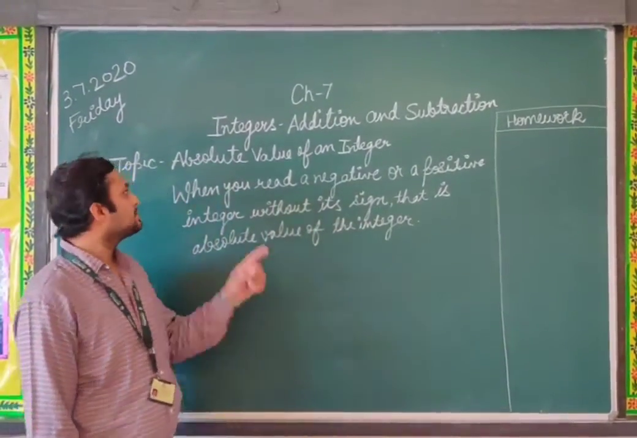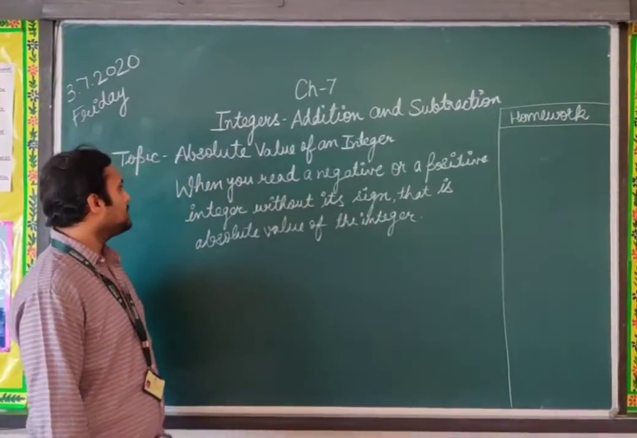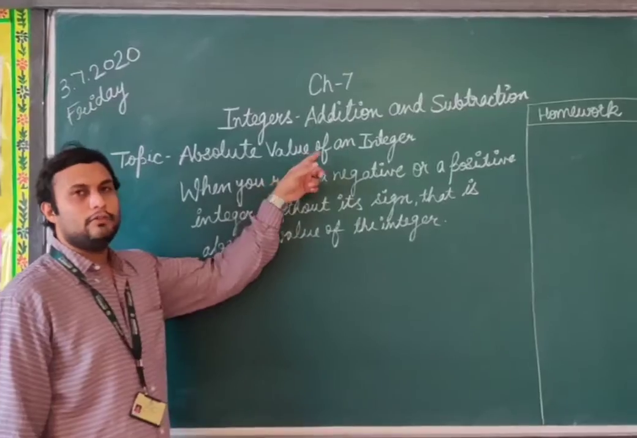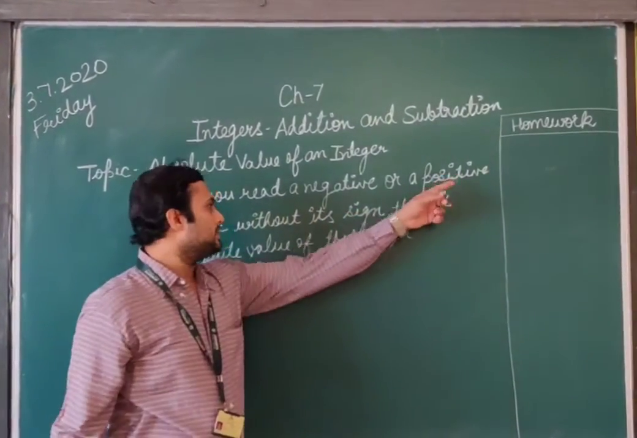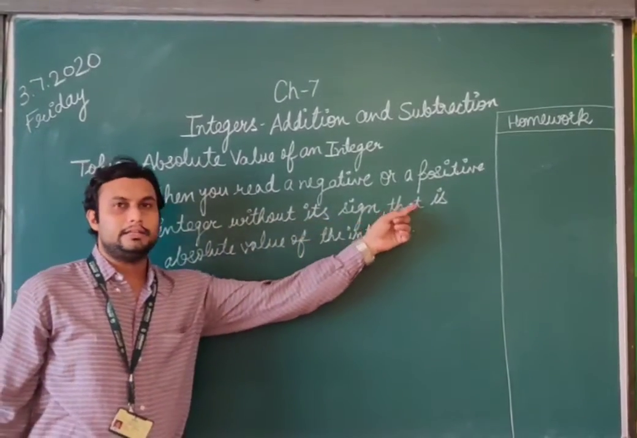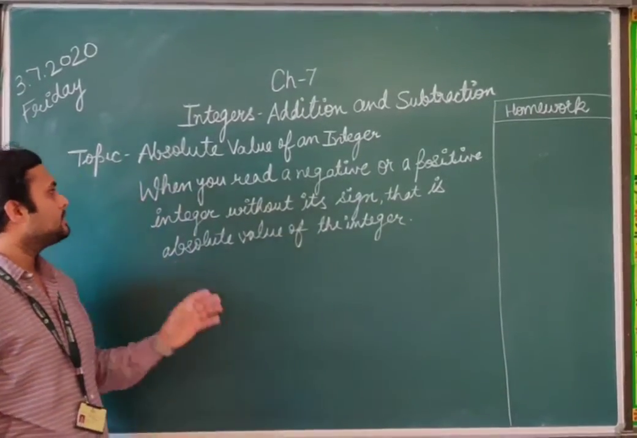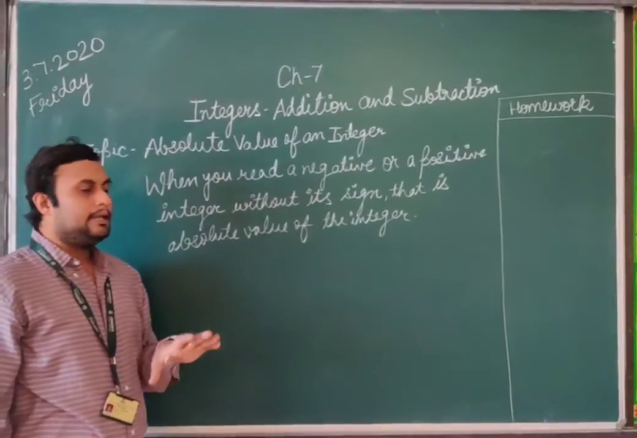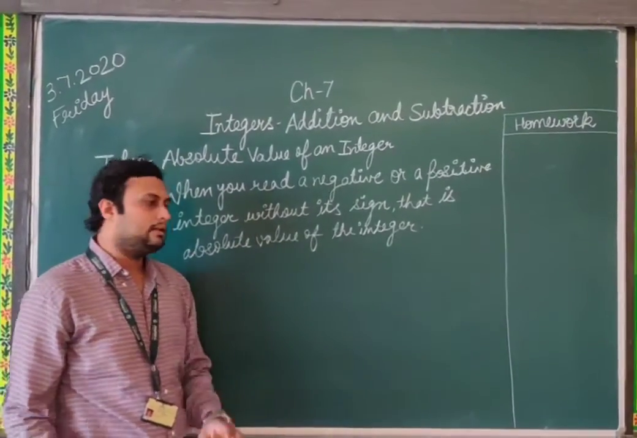Now today's topic is absolute value of an integer. So first we will discuss absolute value of an integer. When you read a negative or a positive integer without its sign, that is the absolute value of the integer, which means we take any positive or negative integer and read it without the sign.